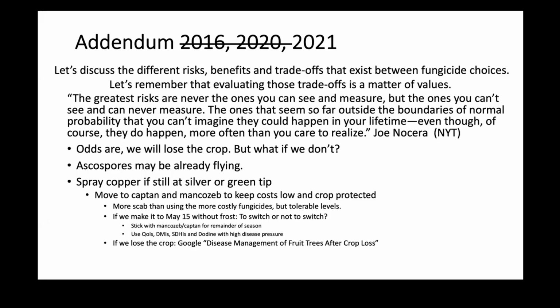That's actually good news, because that probably means we don't have ascospores flying around. For those of you in the more southern part of the state, you definitely want to spray copper if you're still at silver or just starting at the very beginning of green tip. Since we don't know where things are going to go, and last year we lost the crop on May 9th or thereabouts, we want to make sure we don't invest too much money. But if we get beyond that window and we do have a crop, we don't want to say, oh gosh, I wish I would have applied more mancozeb, Captan, or something else.